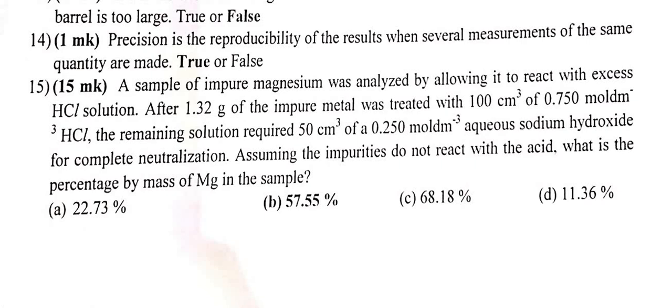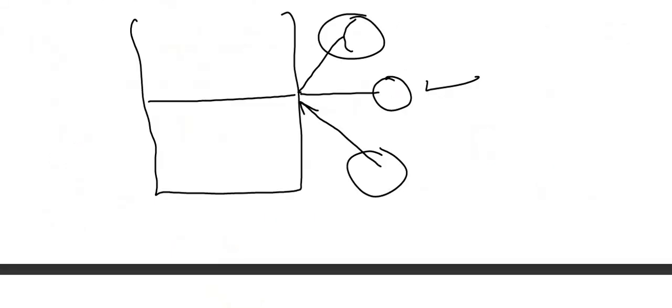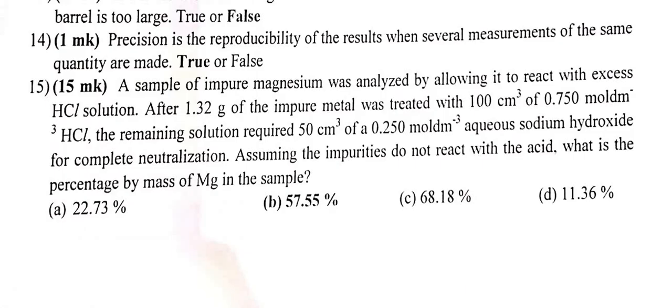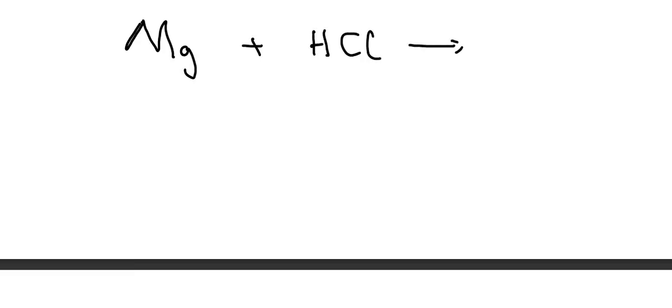So we're going to write the necessary equations that are needed. First of all, let's come back to our question. This is just like a story. You have to follow it through. So we're going to write the story here, the information that we're given, so that we write the proper equations. So they're saying impure magnesium was analyzed by allowing it to react with excess HCl. So we're having magnesium, excess HCl. This is supposed to give us what?